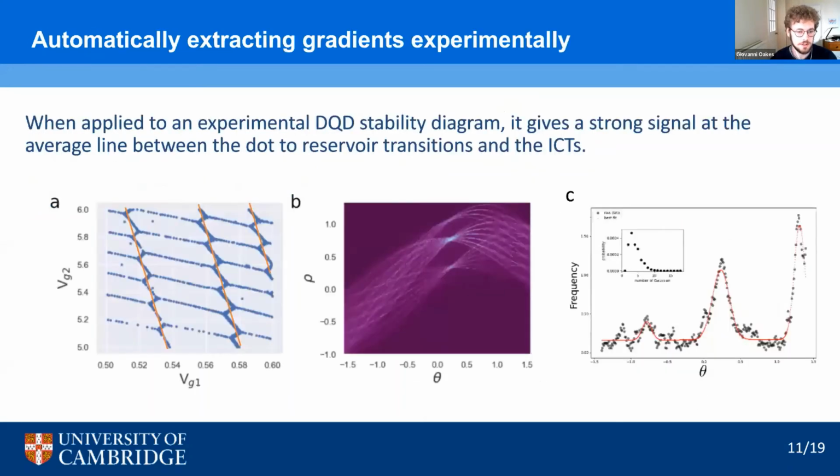So we tried to use this transformation on some experimental data of a double quantum dot, and it turned out to be quite hard to interpret, because the three intensity points that we observe here are actually the gradients that intersect this, both the dot-to-reservoir and this ICT gradient, so sort of the average that cuts across. Instead, the gradient that we are interested in ends up being this quite small hump over here in this theta histogram.